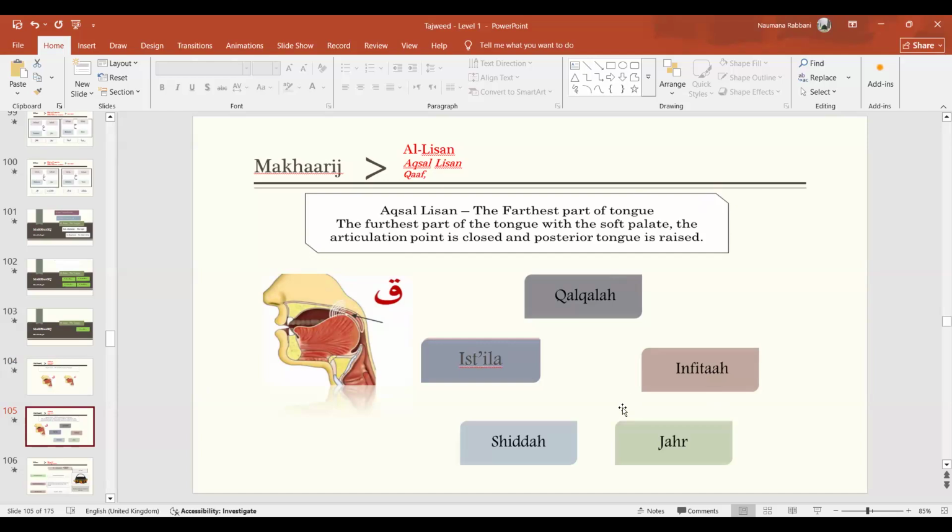So the basic ones we had: this is a jahr letter. What does that mean? That means the articulation point hits with force. I'm not saying kaf, I'm saying qaf. There's a force to it. And because the articulation point is completely closed, it's a shidda letter. Shidda is not strength as such, like hitting with strength. Shidda comes from whether the articulation point is closed or not.